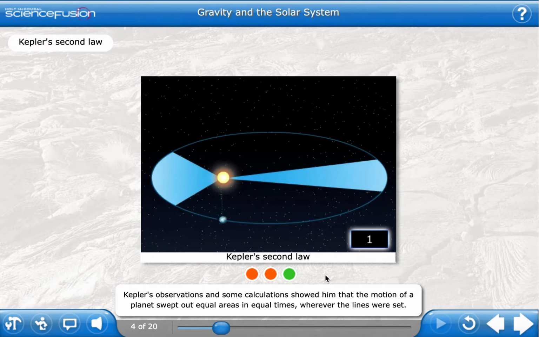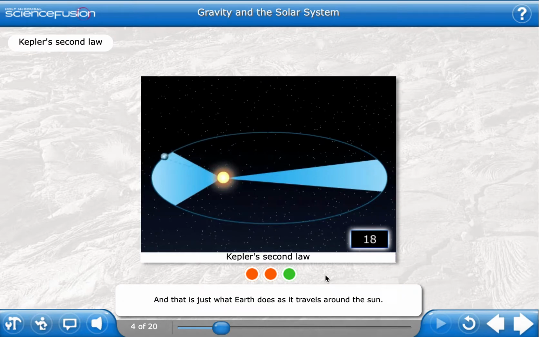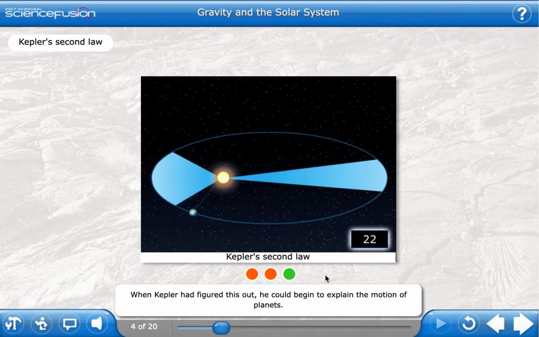Kepler's observations and some calculation showed him that the motion of a planet swept out equal areas in equal times, wherever the lines were set. In order for the orbiting body to sweep out equal areas in equal times, it must speed up along some parts of its orbit and slow down in others. And that is just what Earth does as it travels around the sun. When Kepler had figured this out, he could begin to explain the motion of planets.